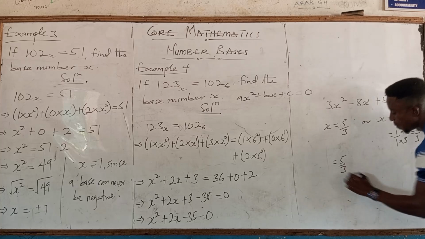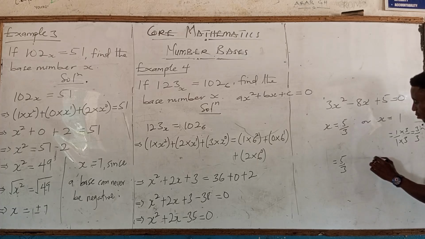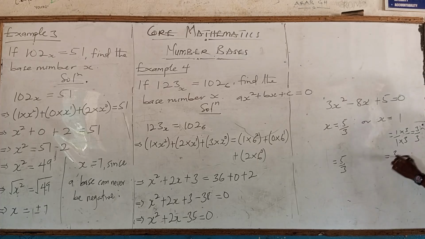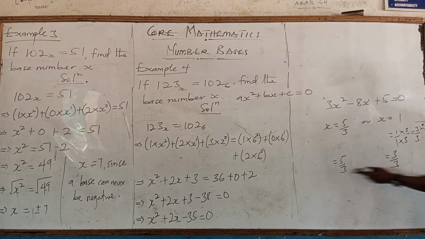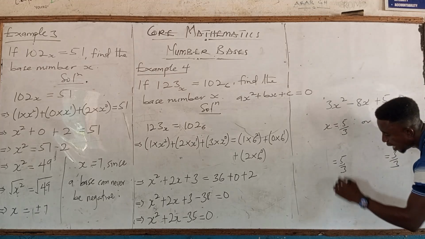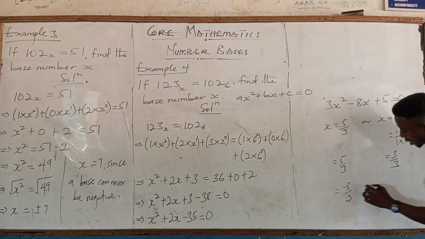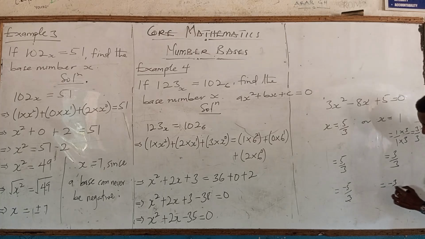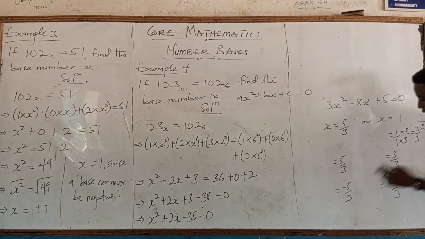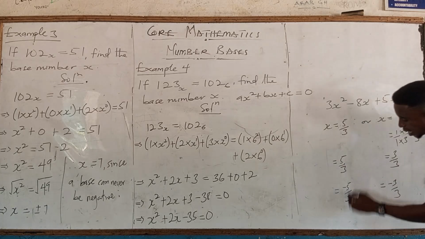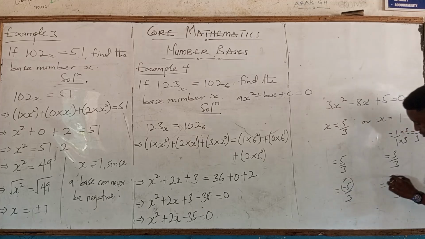So I now have 5 on 3, and this one too is 3 on 3. So the denominators are now the same as this one. Then I change their signs to be -5 on 3, and this one too is -3 on 3, because positive, so it will be negative. Then I take their tops.